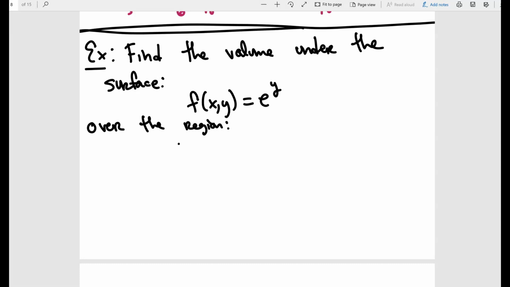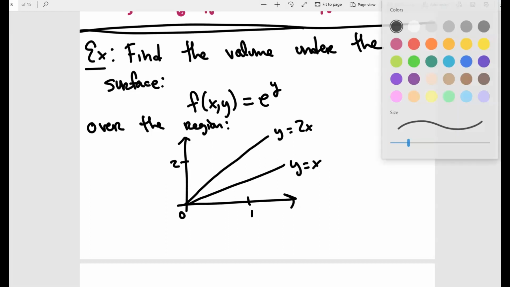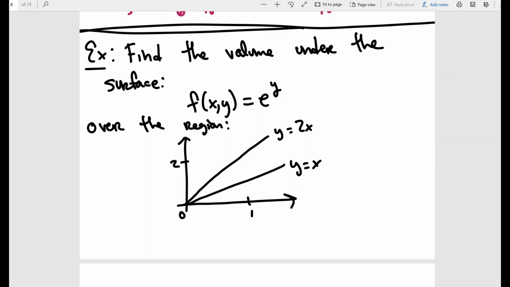Okay, and here is the region. So this one is going to be y equals x. This other one is going to be y equals 2x. This is going to be from 0 to 1. This is going to be from 0 to 2. And what we want to do is figure out what this region is going to be. So here's the region R.